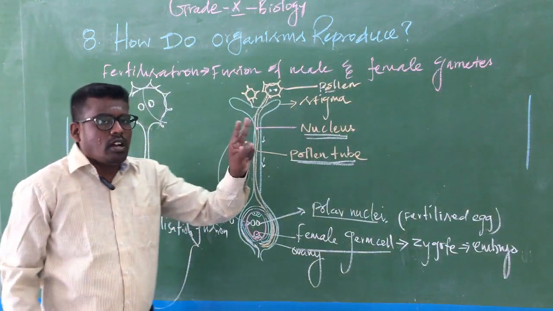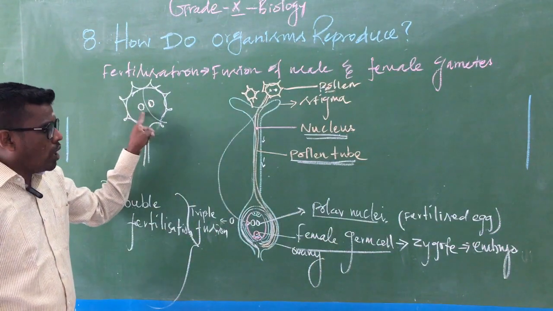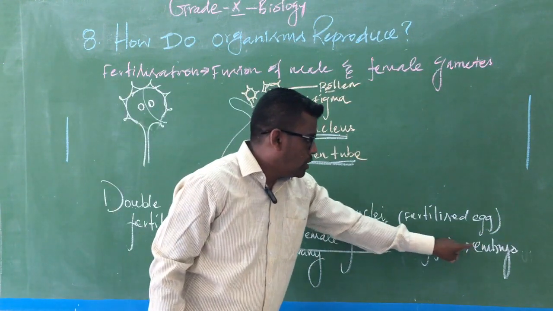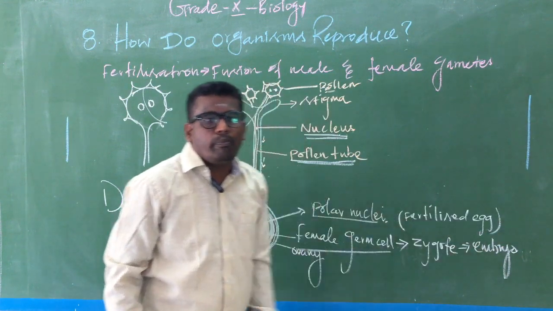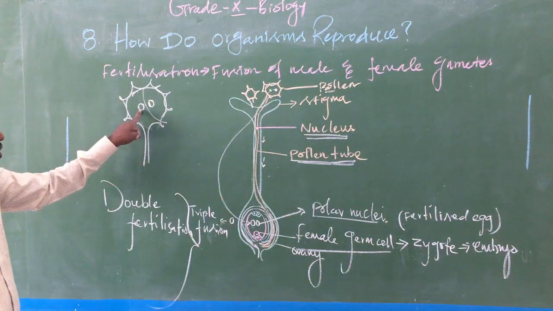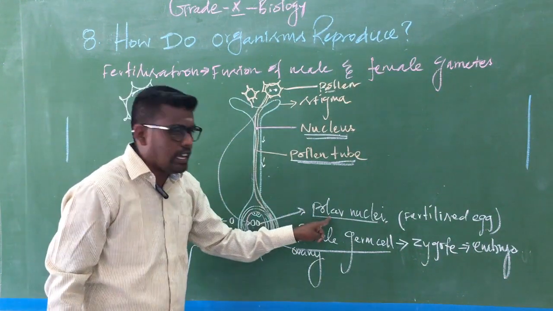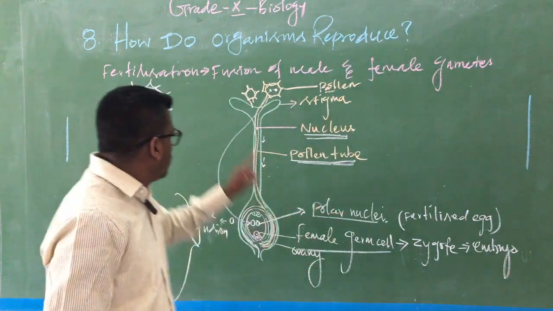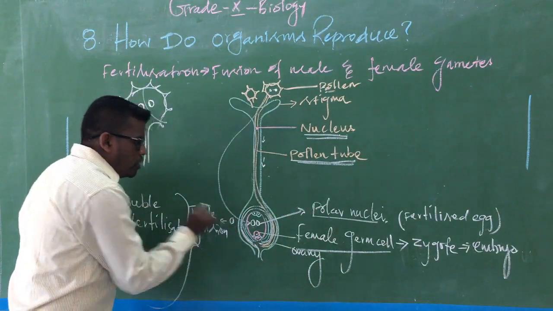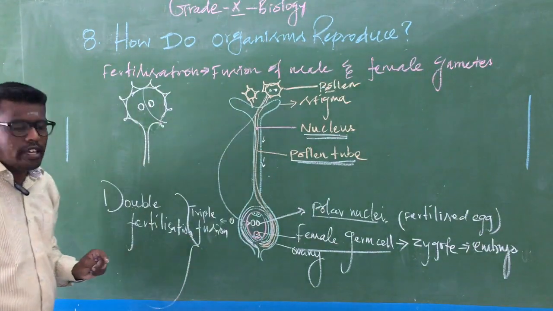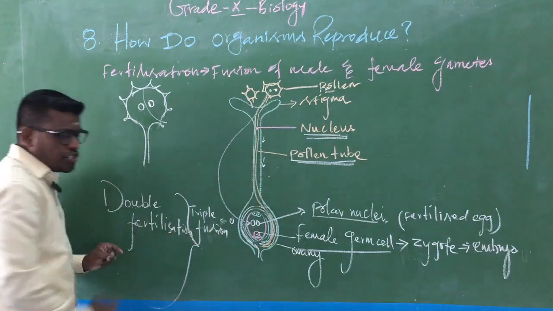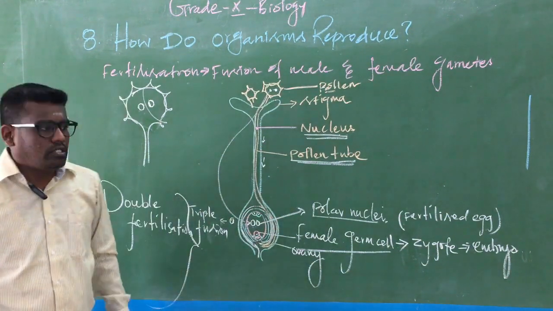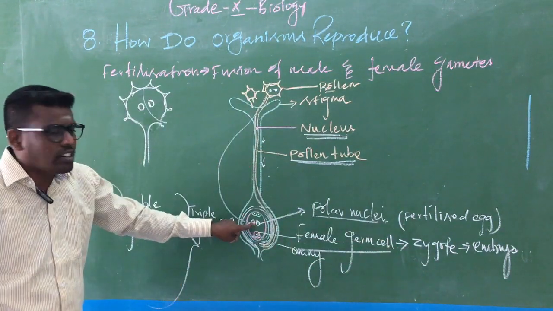Again, there are two nuclei in the pollen grain. One nucleus fuses with the female germ cell and forms the zygote. From the zygote the embryo forms and develops into a future plant. The other nucleus fuses with the polar nuclei. Two nuclei are already there in the polar nuclei, so one more is added. Totally three nuclei, and the process is called triple fusion. Here the second fertilization occurs. This is fertilization 1, and here is fertilization 2.